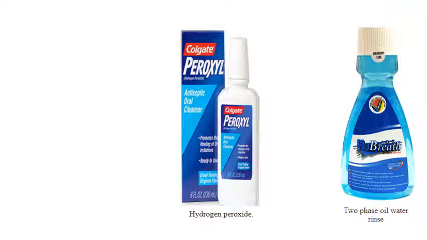Hydrogen peroxide. The hydrogen peroxide is effective as an antibacterial agent through the release of oxygen. Rinsing with 3% hydrogen peroxide shows a reduction in the sulfur gases that persists for 8 hours.